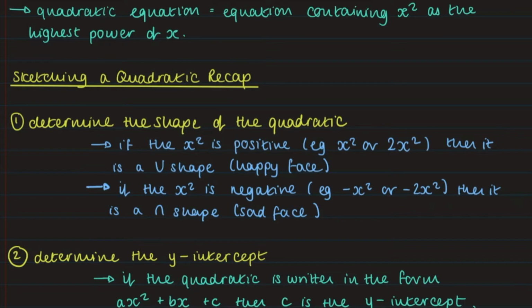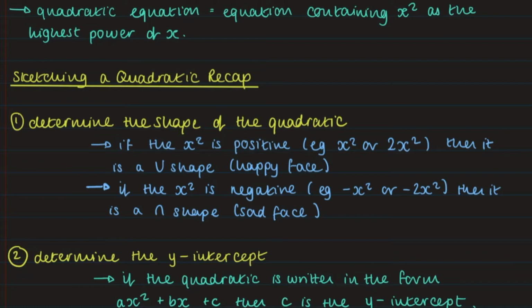So the first thing I need to do is determine the shape of the quadratic. If the coefficient of x squared is positive, for example, if I have x squared or 2x squared or 3x squared, then I know my shape is going to be a U shape, so like a happy face. If the coefficient of x squared is negative, for example, minus x squared or minus 2x squared, then I know it's going to be an N shape, so a sad face.